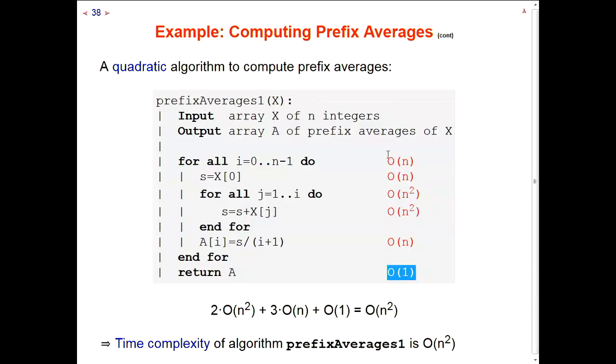Now we can sum up these expressions here in the same way we have summed up the formulas that were actually counting the actual number of primitive operations. And we see we have 2 times n squared, 3 times n, and one constant factor. We can ignore this constant factor here. We can ignore all the lower order terms. And we see that the complexity of this is n squared. So we have a squared algorithm, or a quadratic algorithm, for prefix averages.